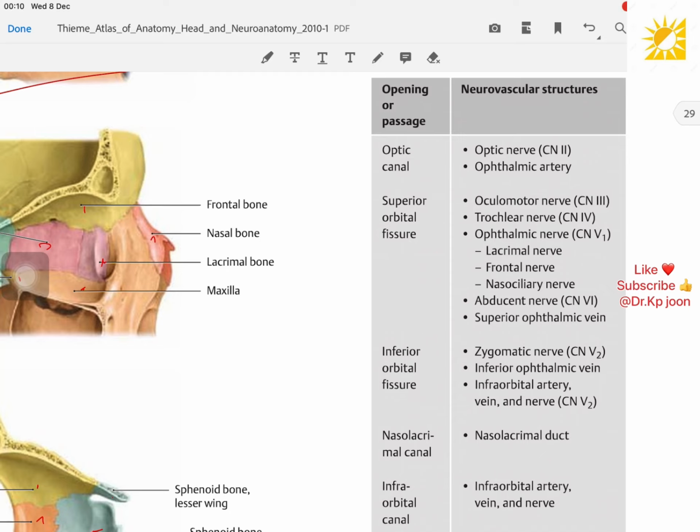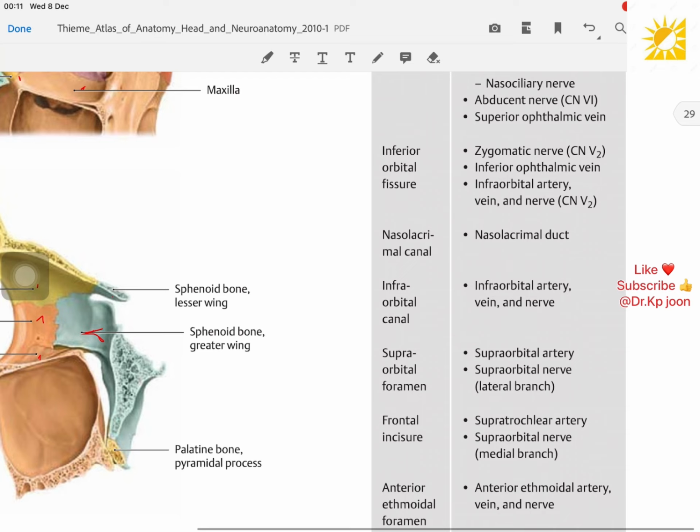So if we talk about the openings or passages and neurovascular structures, the optic canal transmits the optic nerve and ophthalmic artery, and the superior orbital fissure transmits the oculomotor nerve, trochlear nerve, ophthalmic nerve, lacrimal nerve, frontal nerve, nasociliary nerve, abducens nerve, and superior ophthalmic vein. And if we talk about the inferior orbital fissure, see the zygomatic nerve, inferior ophthalmic vein, and infraorbital artery, vein, and nerve. If we talk about the nasolacrimal canal, its structure is the nasolacrimal duct.